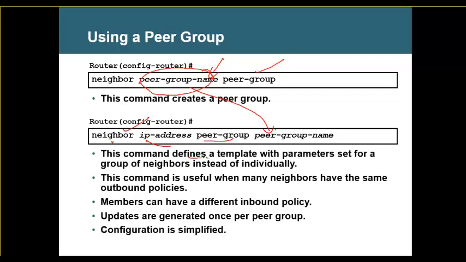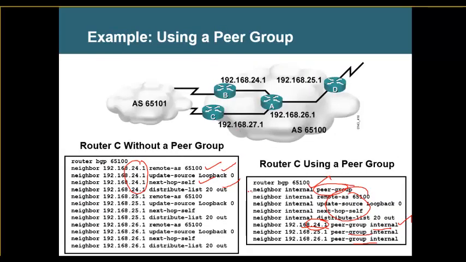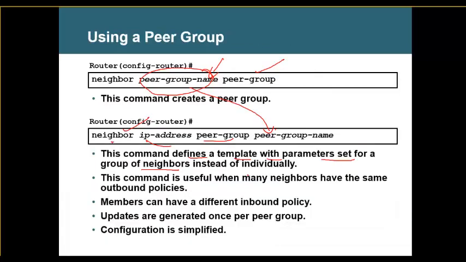Now, this command defines a template with a parameter set for a group of neighbors. It's a template. This is a template of four lines. This command defines a template with a parameter set for the group of neighbors instead of individually. This command is useful when many neighbors have the same outbound policy. Members may have different inbound policy. Updates are generated once per peer group. Configuration is simplified. Now I'm going to do this and show you.